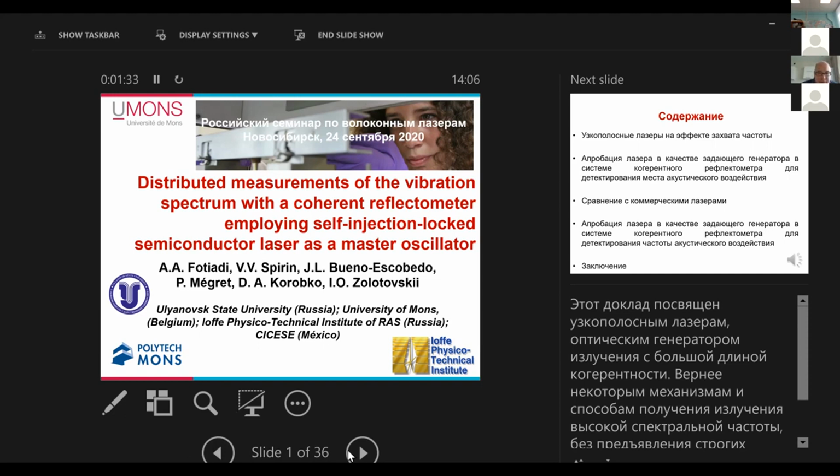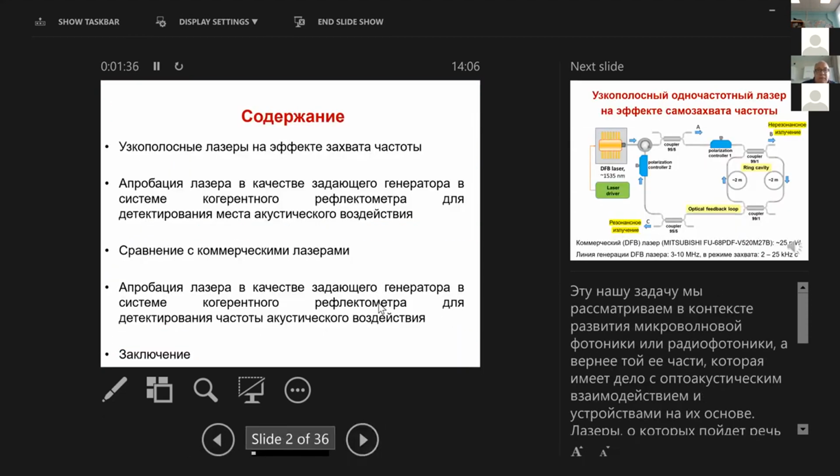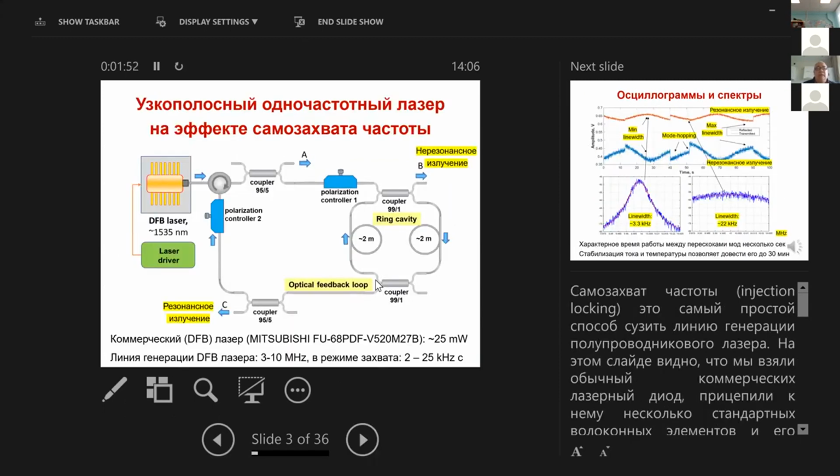Okay, it's in the next slide. Okay, this is the headline of my talk. And here, I will skip this one because it's not so interesting for English people, but Russian people can read this one. And so, this one is a configuration of the narrowband laser based on the injection locking mechanism. The simplest way to have a narrow line width of a semiconductor laser is to use a self-injection locking mechanism.